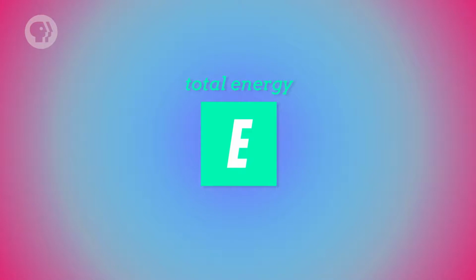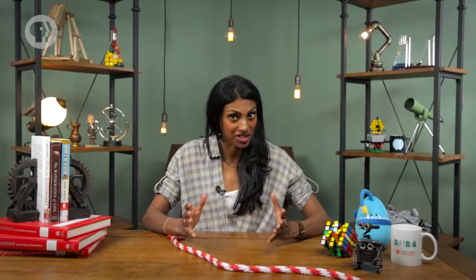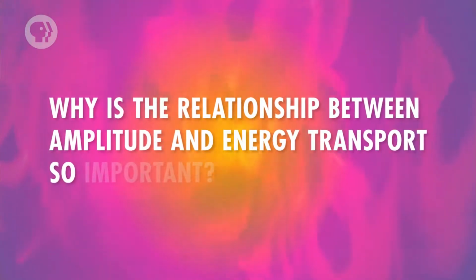All of this together tells us that a wave's energy is proportional to its amplitude squared. In other words, if you double the wave's amplitude, you get 4 times the energy, triple the amplitude, and you get 9 times the energy. So why is the relationship between amplitude and energy transport so important?